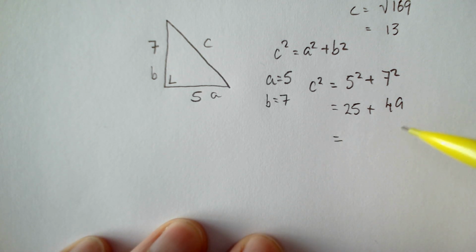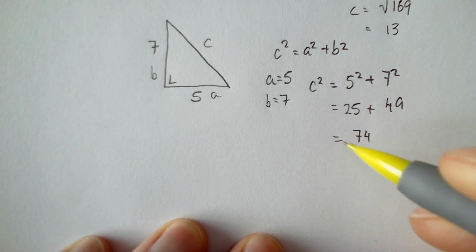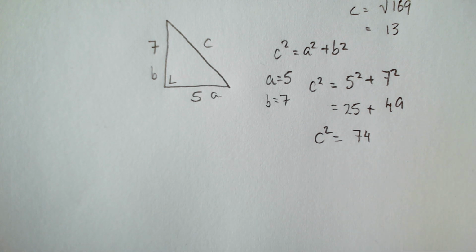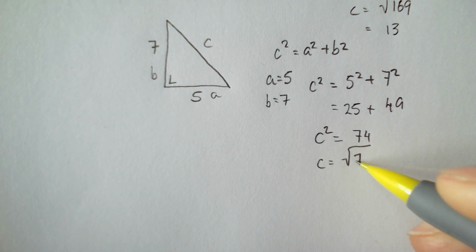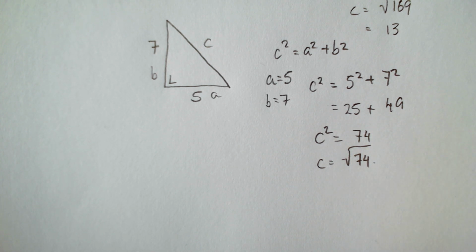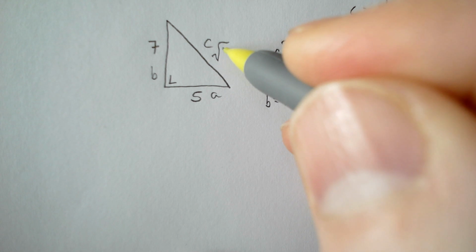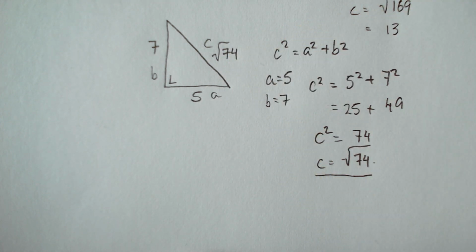And that is, of course, equal to 74. So C squared is equal to 74. So our C is equal to the square root of 74. And that's perfect. That is our answer. And our answer here is root 74.